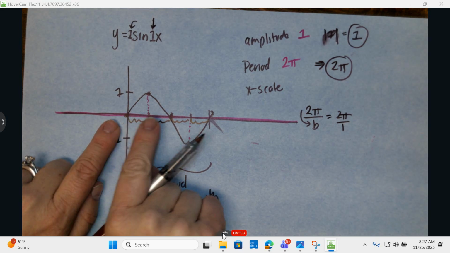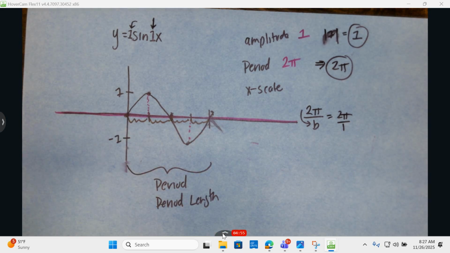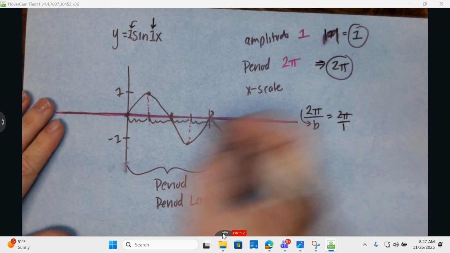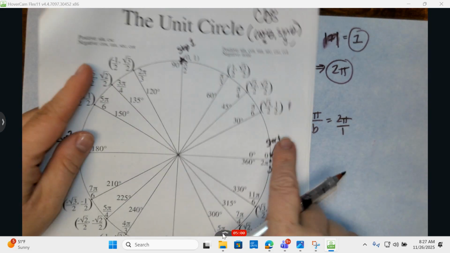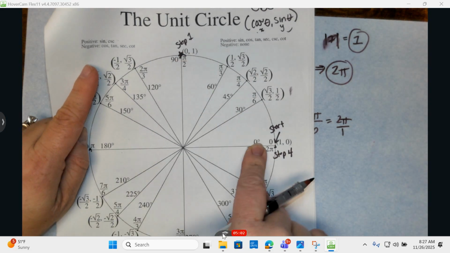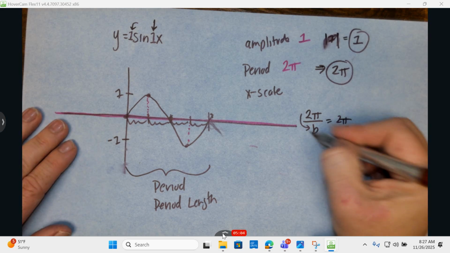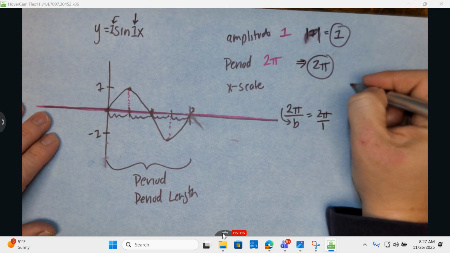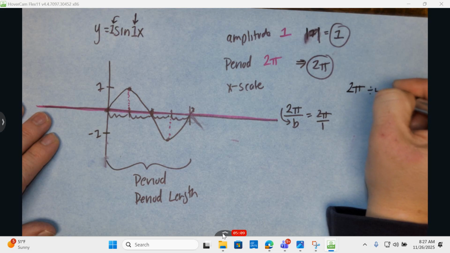How do I get from one step to the next? Because they're all going to be equally spaced out. Well, we can see that there's 4 steps. Remember, here's your starting point. Step 1, 2, 3, and 4, equally spaced out. You're going to take whatever your x scale is, and you're going to divide it by 4.